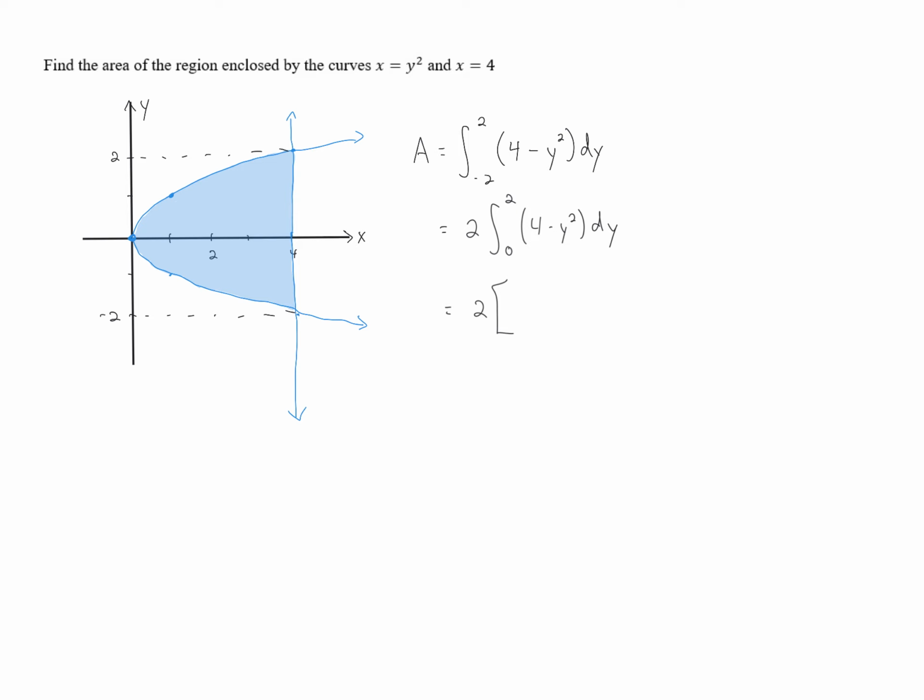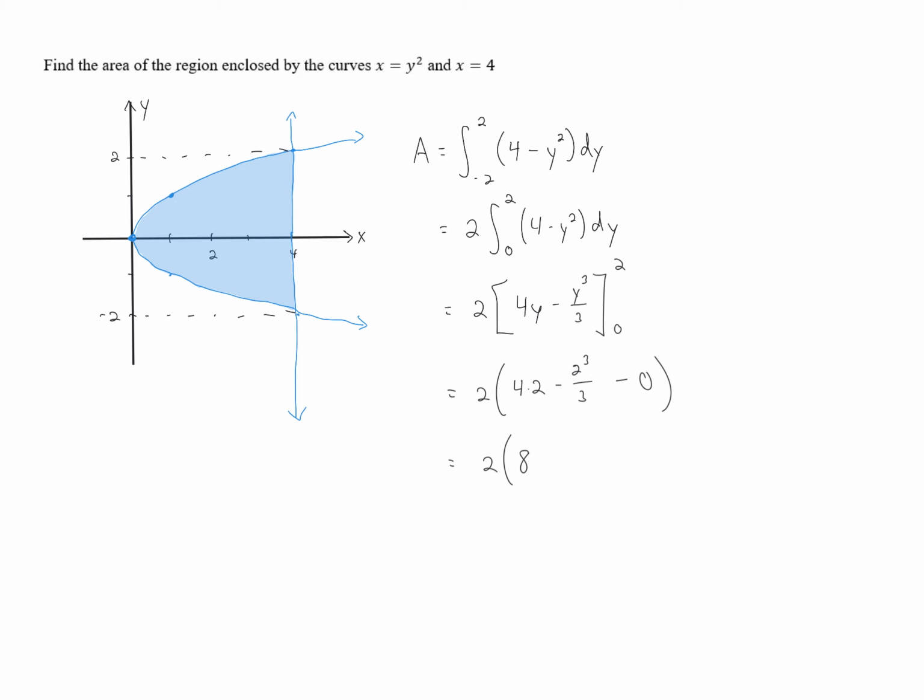When we integrate 4, we get 4y, and then y squared gives us y cubed over 3, evaluated at 0 and 2. And we know that when we evaluate that at 0, both of those terms vanish, so we just need to plug in 2 here. So that gives us 4 times 2 minus 2 cubed over 3. And then I'm just going to write in -0 so that we don't forget there was something to subtract, but it's just equal to 0.